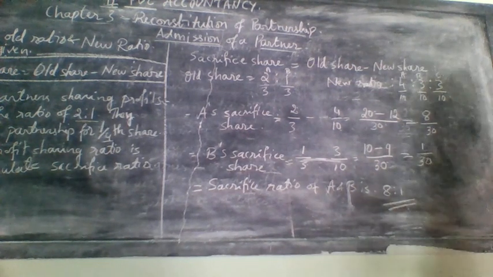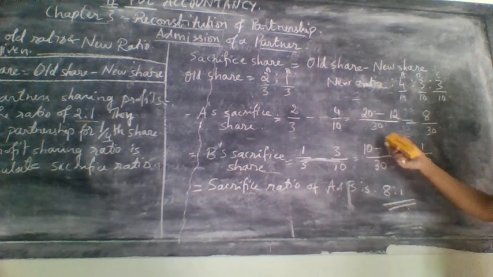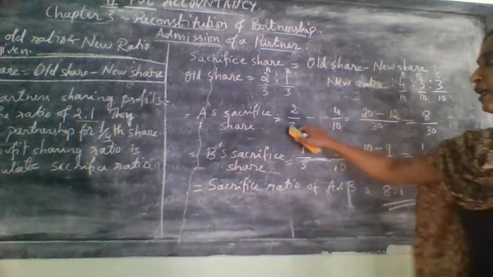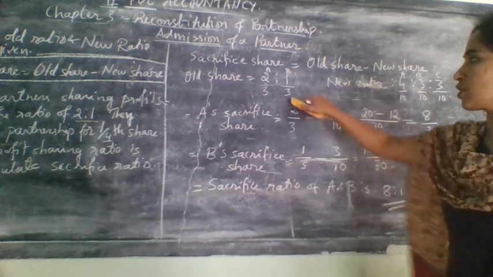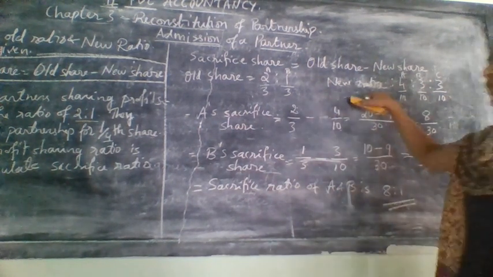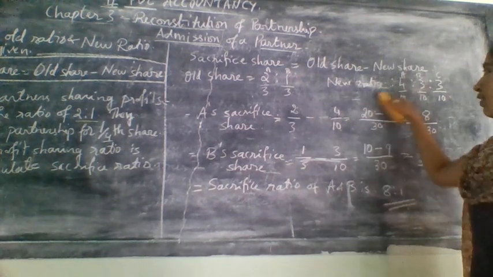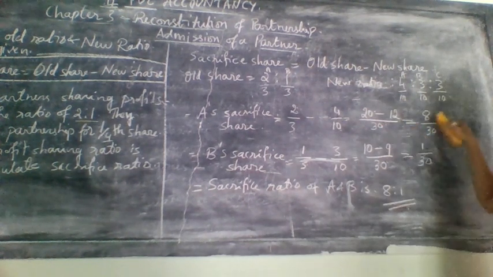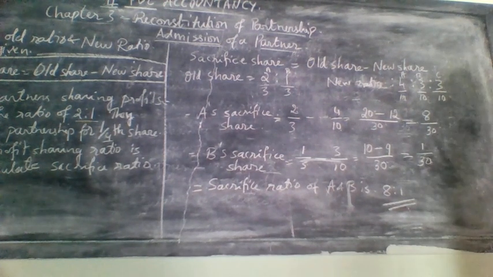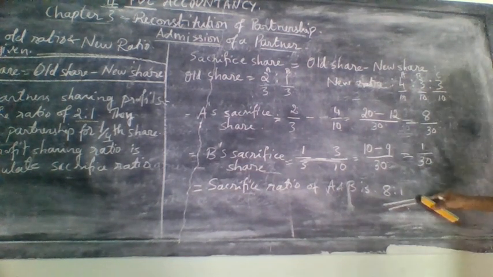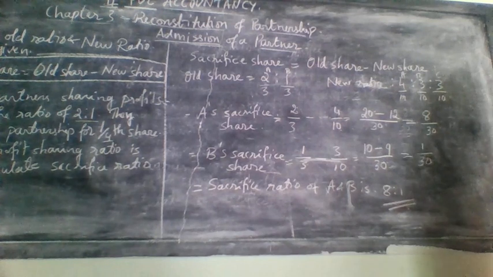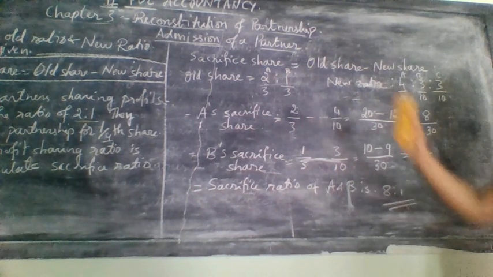But many students will feel it difficult to do this. If they feel difficult, you can follow the first method, what I did now. Multiply denominator to denominator, then cross multiplication, right to left first, left to right next. Then if it is subtraction, minus it and write the final answer. So understood this? Now sacrifice ratio of A and B, how much did it come? 8:1.